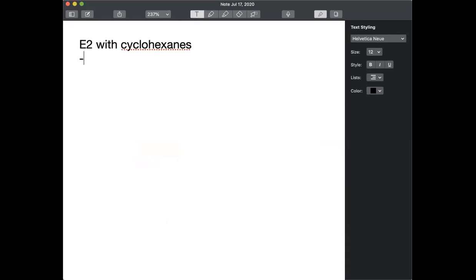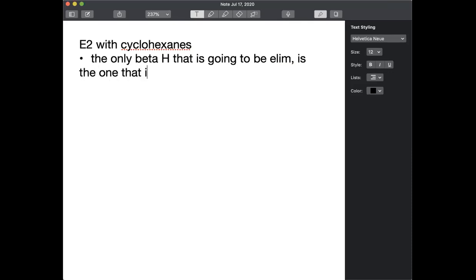Right, E2 in cyclohexanes. The only beta H that is going to be eliminated is the one that is trans to the LG. Okay, make sure you know this rule.